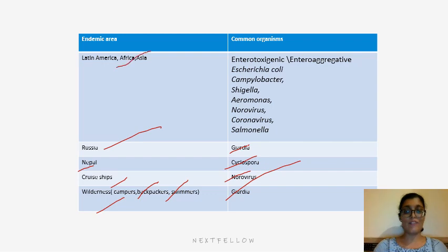In Latin America, Africa, and Asia, the commonest organisms are enterotoxigenic and enteroaggregative E. coli, Campylobacter, Shigella, norovirus, coronavirus, and Salmonella.